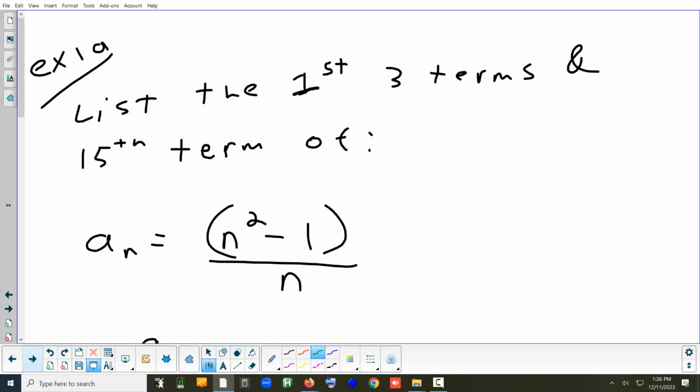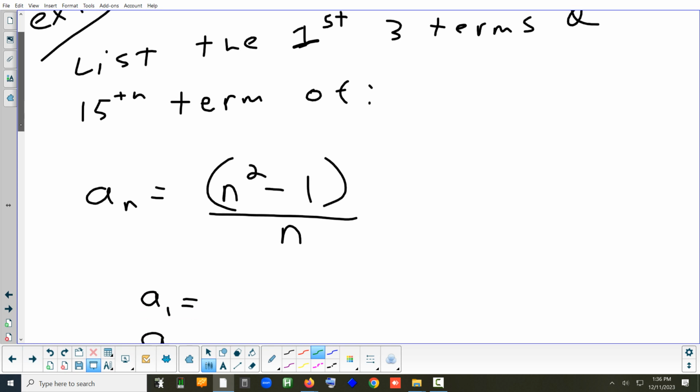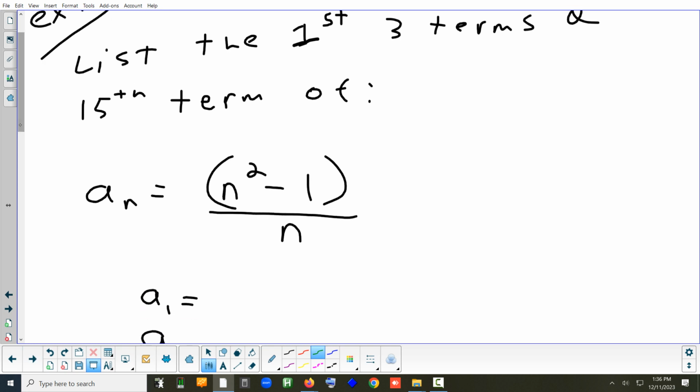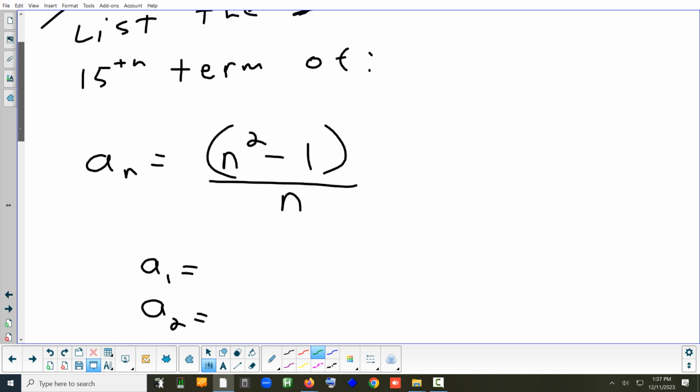Okay. So let's just practice listing out the first 3 terms and then the 15th term. And here's the formula. It says the nth term is equal to n squared minus 1 divided by n. So all you have to do is plug in for n the term you want to know. What's the first one they want us to figure out? It's in what spot in the sequence? The first spot, yeah. n is 1. So you're going to fill in 1 for n.